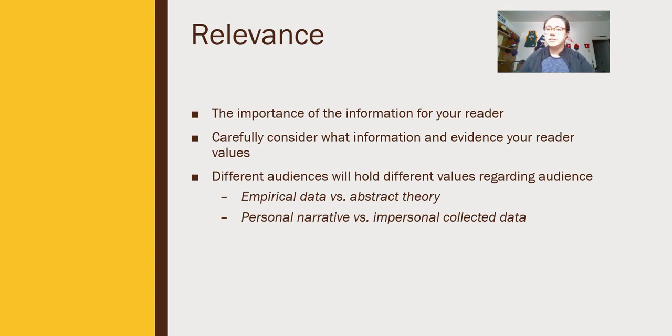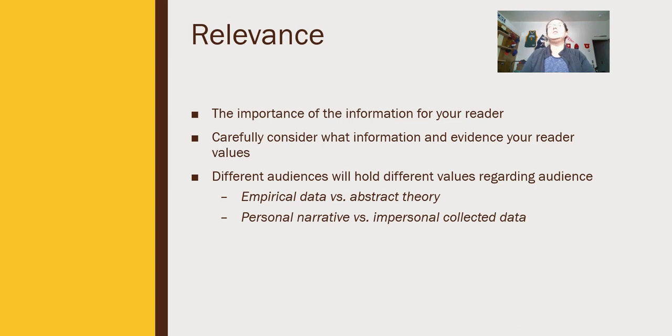And this is going to be the importance of the information for your reader. This, again, like currency, is going to change from one writer to the next based off of the topic that you're writing on and the audience that you're writing for. So when we think about relevance, we want to carefully consider what information and evidence your reader values. So you'll probably notice that in some topics, in some disciplines, for example, personal narrative is a big thing. Ethnographies are highly valued, whereas in other disciplines that might not be the case.